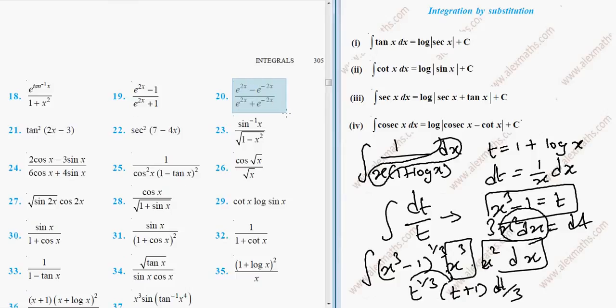Here the entire denominator is t, so we'll get the numerator as dt by 2. Then it will become half log t. This tan inverse x is t, but this is tricky. This 19th one, for this we have to use the 20th problem concept. I'll show you how.